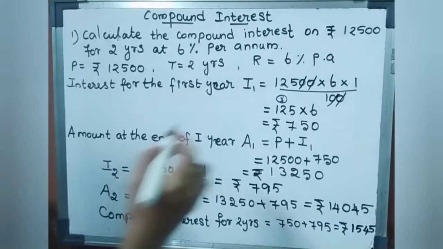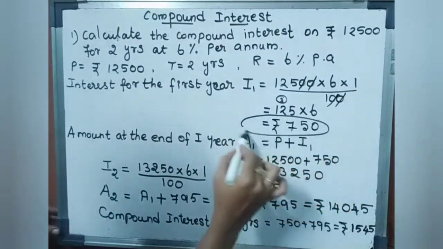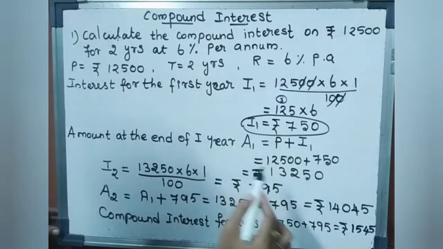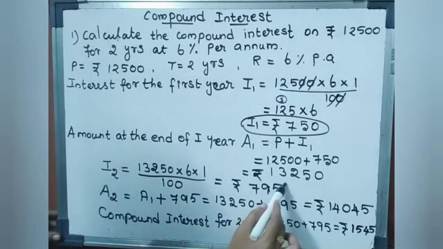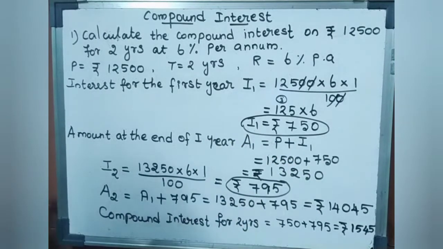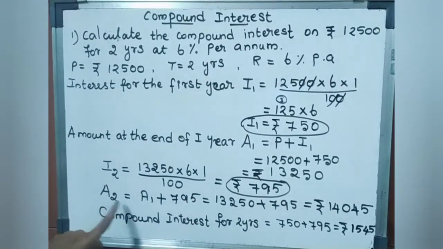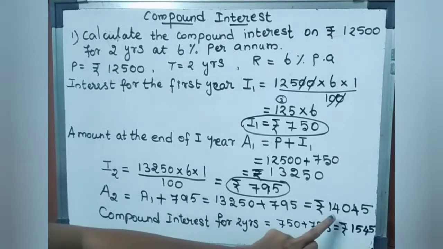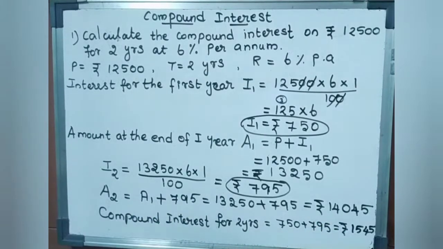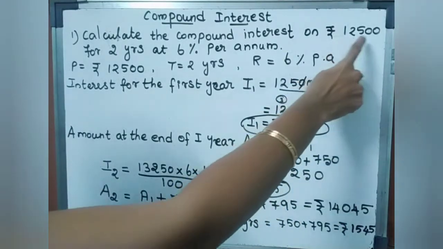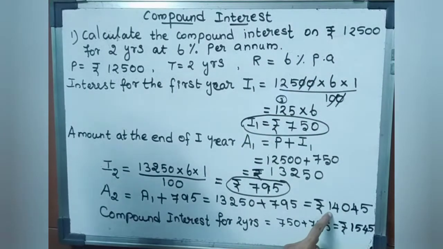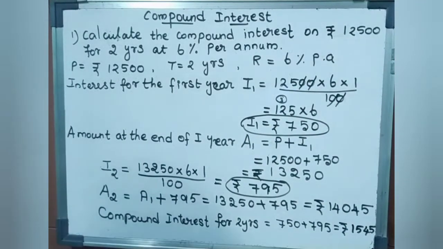One thing, we can add these two numbers: 750 is I1 and I2 is 795. We can add these two numbers, or we can take the principal and amount. At the end of 2 years, what is the amount we are getting? 14,045. We can subtract 12,500 from this A2. Again, you will be getting the same answer.